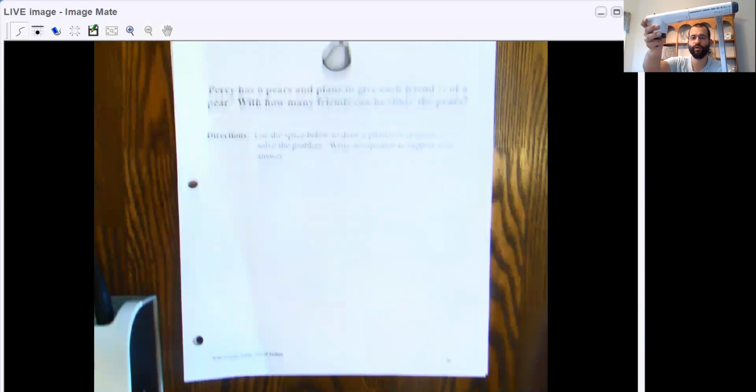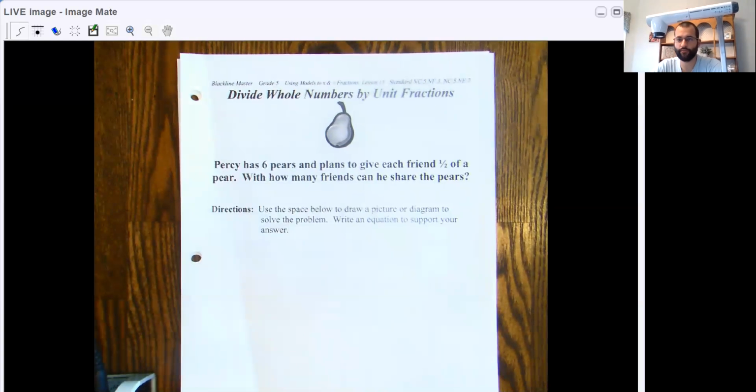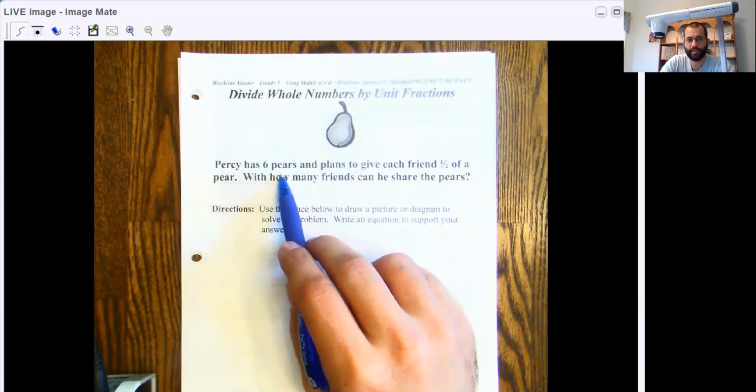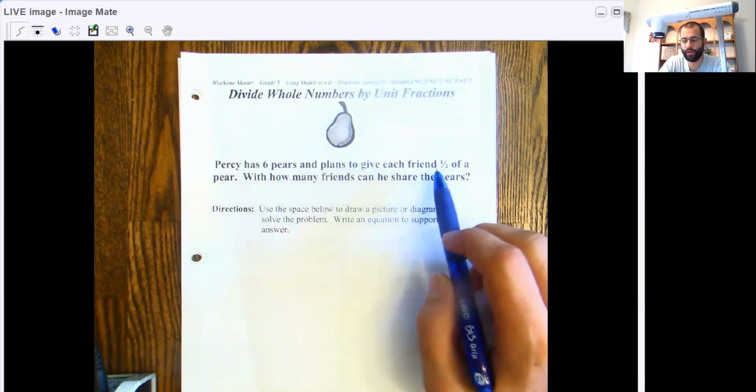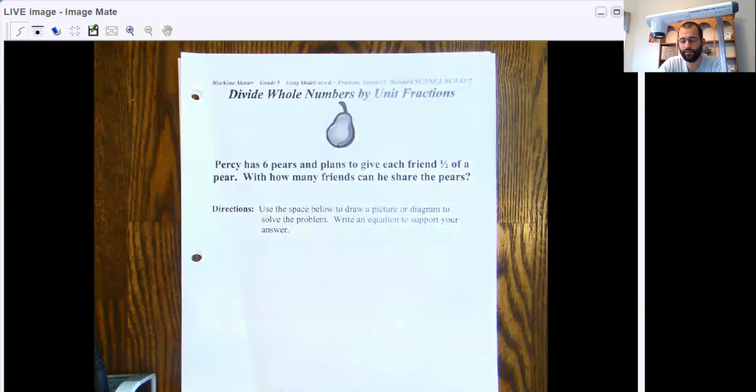So we're going to start here on page 45. So go ahead and get page 45 out for me. We're going to look at this problem right here. It says that Percy has 6 pairs and plans to give each friend 1/2 of a pair. How many friends can he share the pairs with?